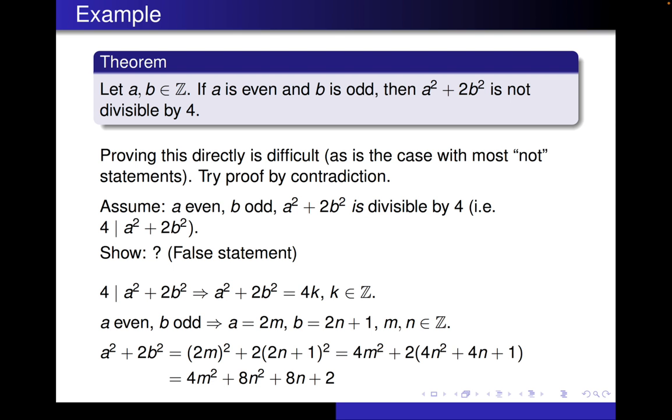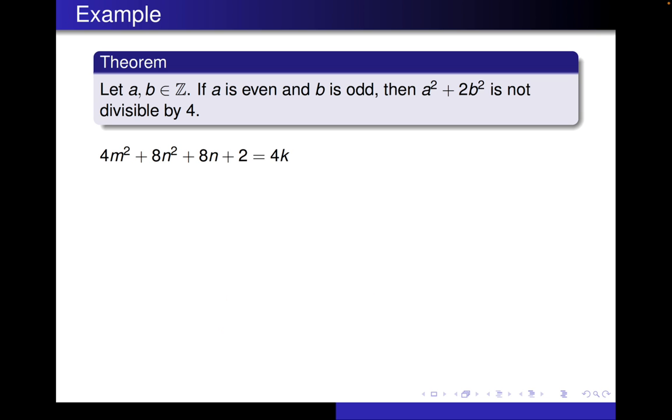It's equal to that, but it's also equal to 4k. So we're going to go ahead and put those two together. So 4m squared plus 8n squared plus 8n plus 2 is equal to 4k. All right? I mean, it looks fine so far. Let's see if we can find our contradiction.